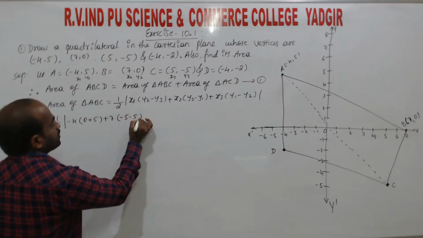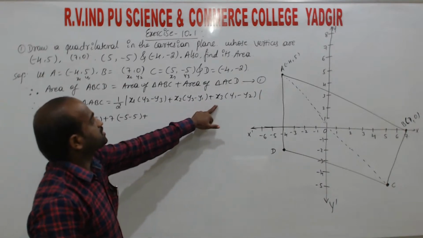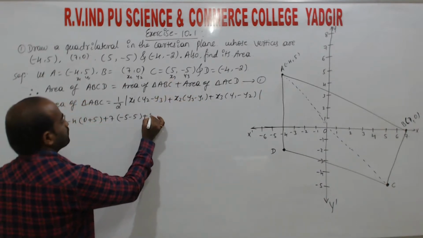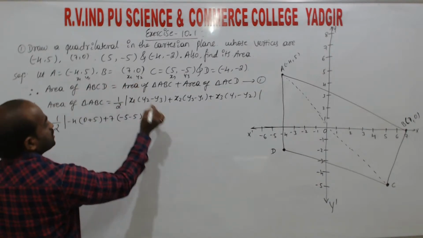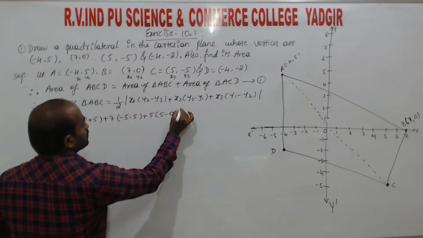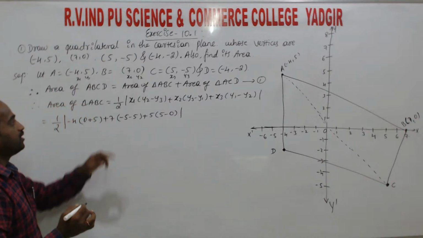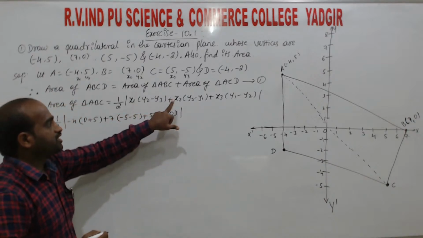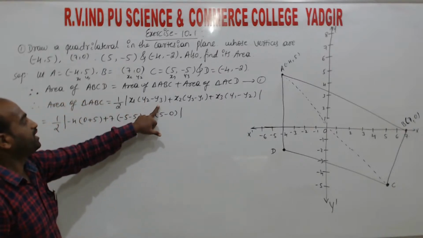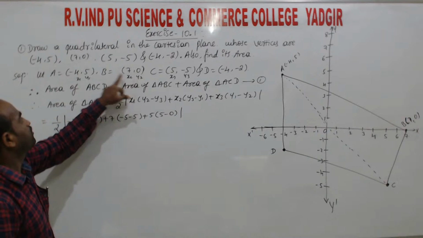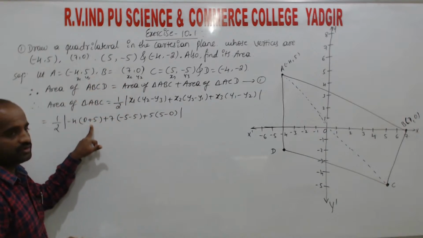Okay. Plus x3. x3 is 5. y1 minus y2, 5 minus 0. Okay, this one. x1, 1 2 3. Next, 2 3 1, 3 1 2. Okay. y2 minus y3: 0 minus into minus, plus 1.